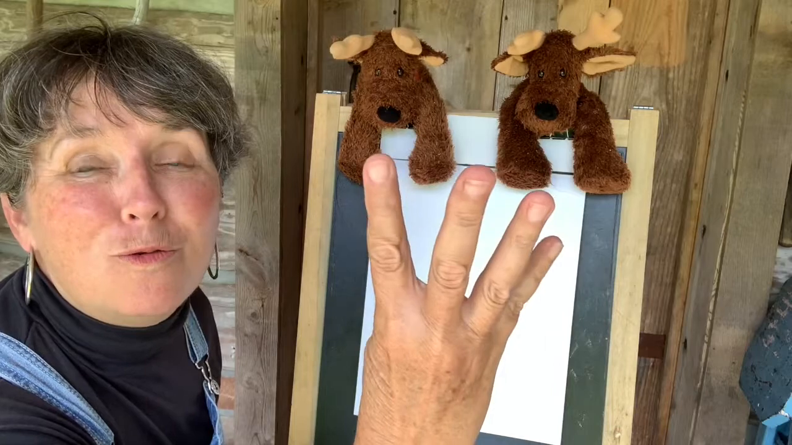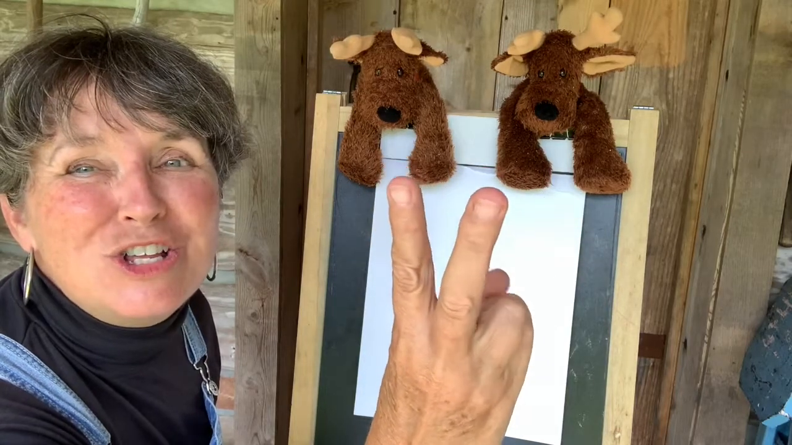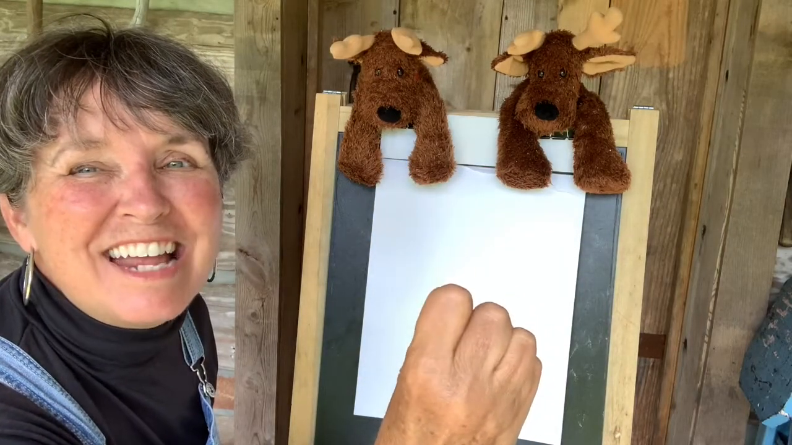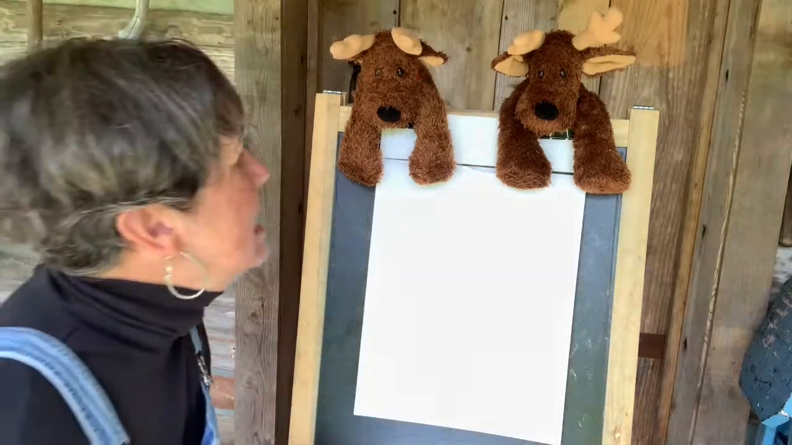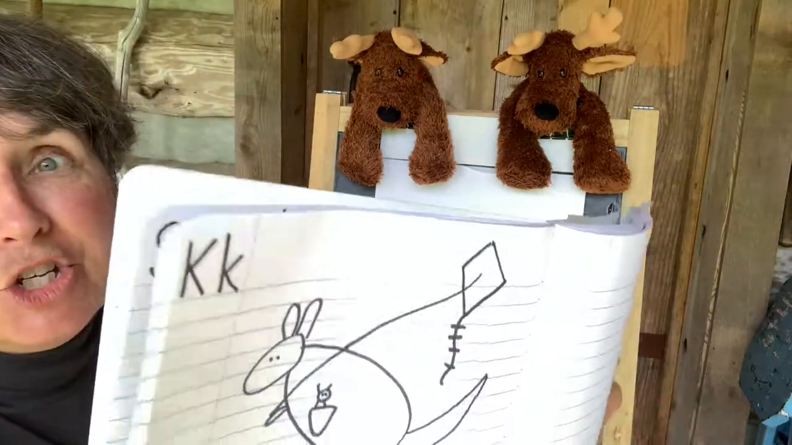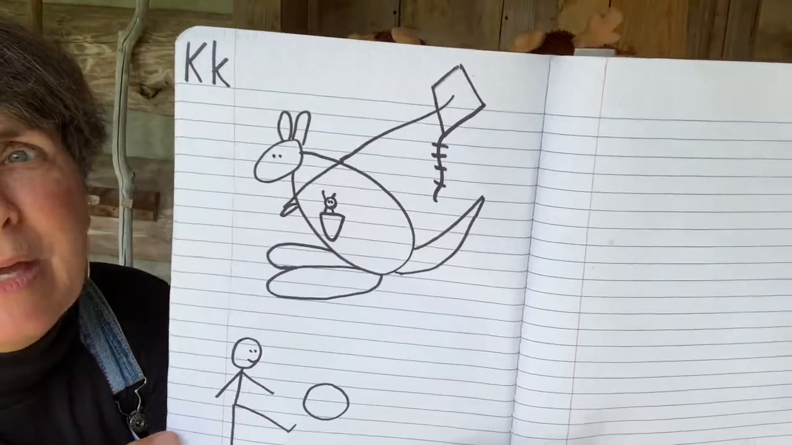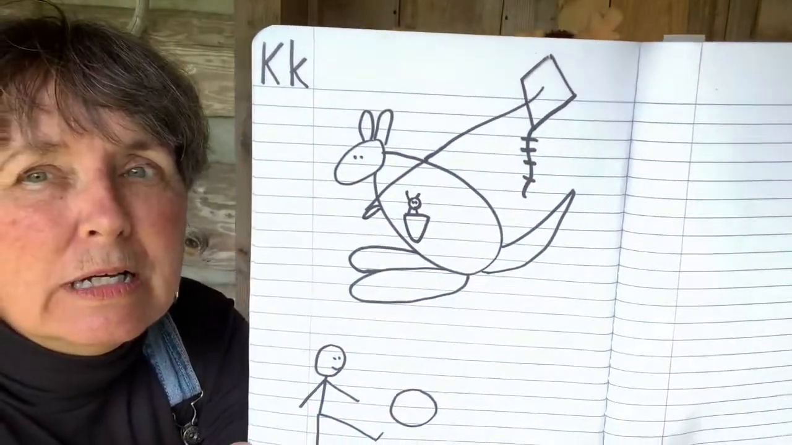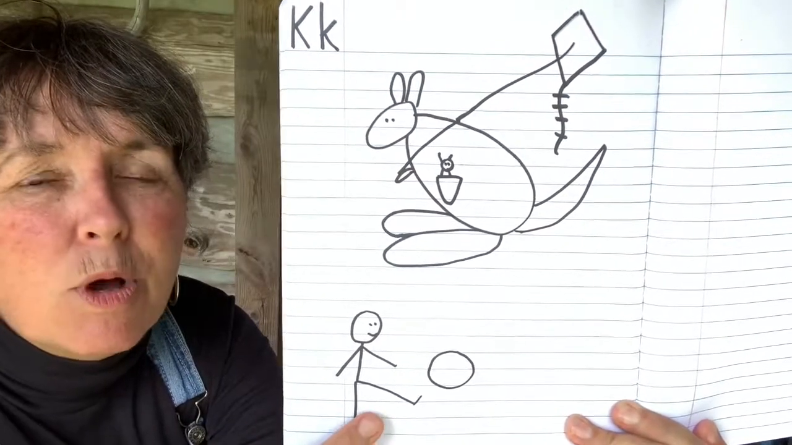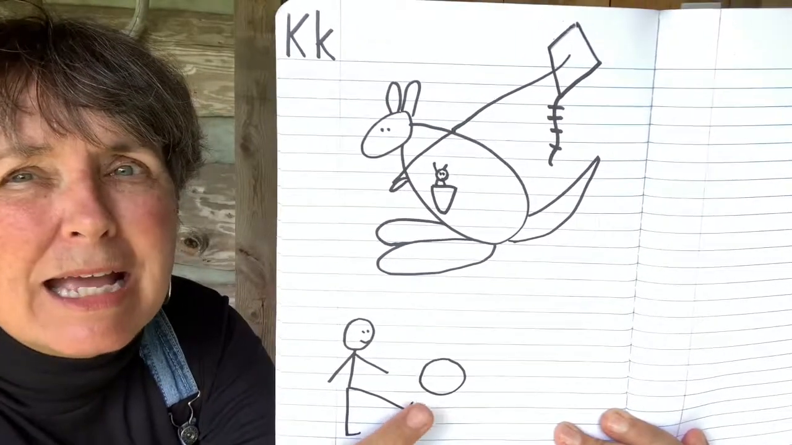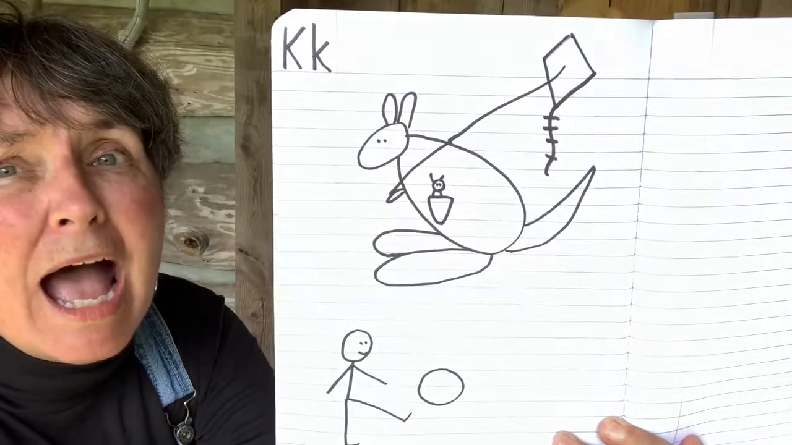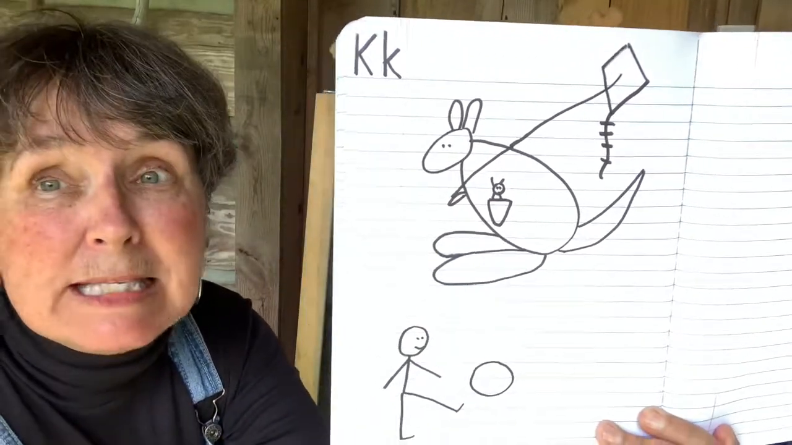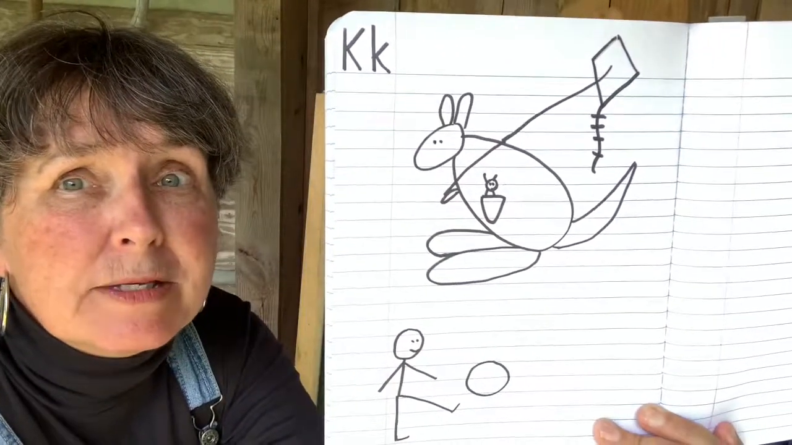5, 4, 3, 2, 1, and done. Kim and the cousins have finished their pictures. I see a kangaroo. I see someone kicking a ball. That'd be a kick. And a kite. Maybe some of you made those same pictures.